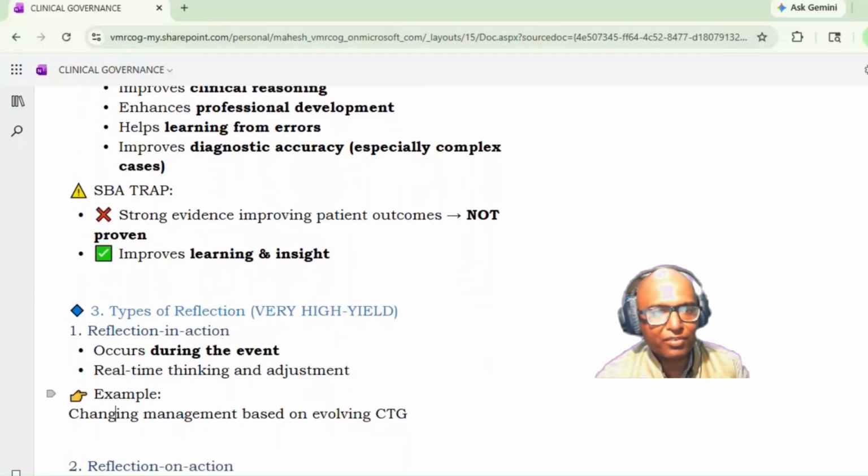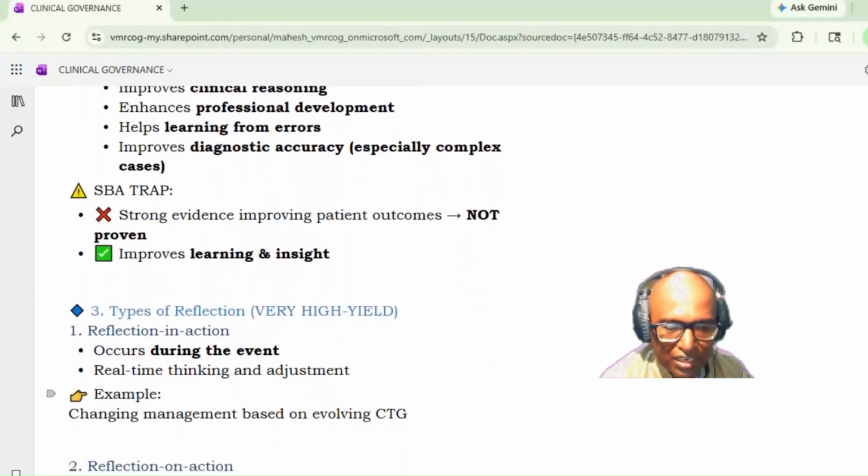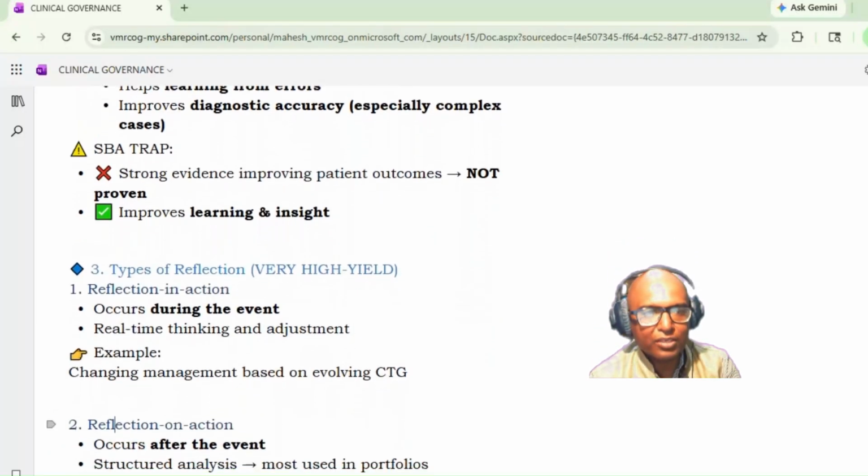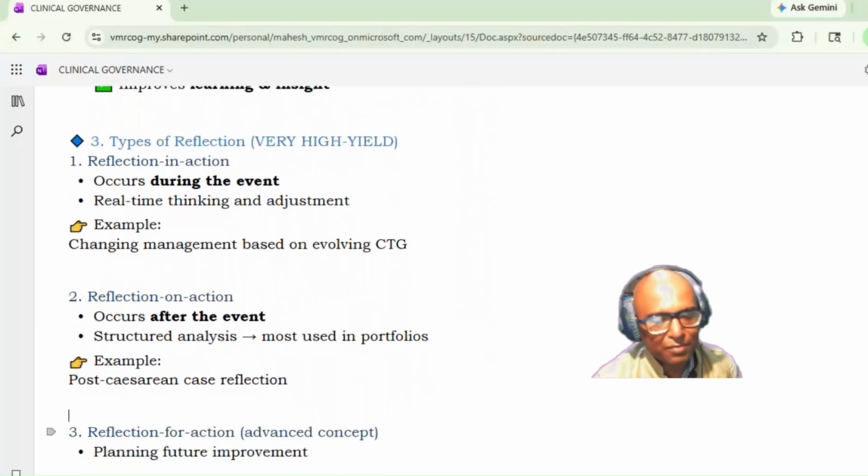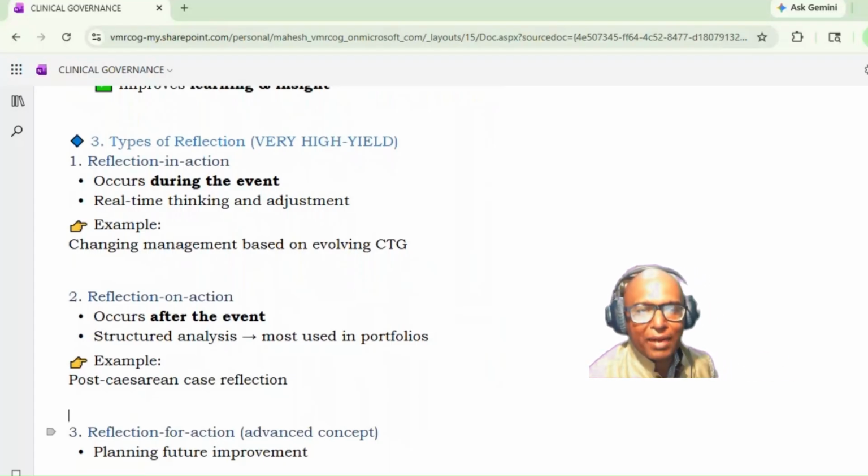So what are the types of reflection? One is reflection in action, and second is reflection on action. What is the meaning of reflection in action? That means you are reflecting while the event is happening. You are thinking and critically analyzing the event during its happening. It is real-time thinking and adjustment. For example, changing the management based on an evolving CTG. As the CTG is evolving, you are simultaneously thinking whether to go ahead with conservative management or whether to expedite the delivery, and you are analyzing the whole scenario as it is happening. That is reflection in action.